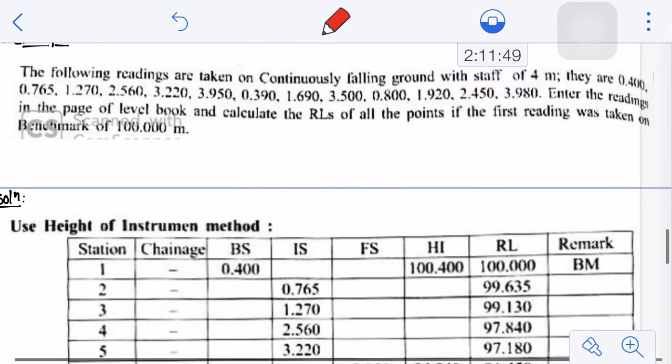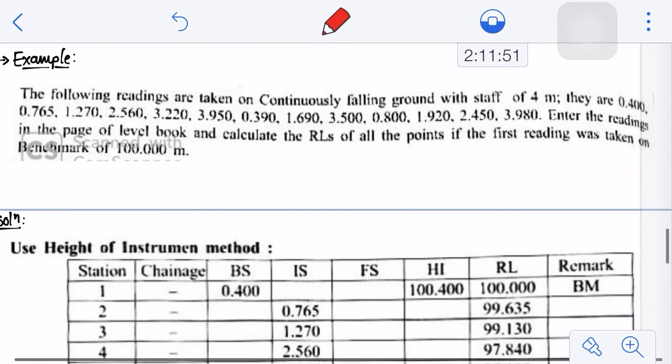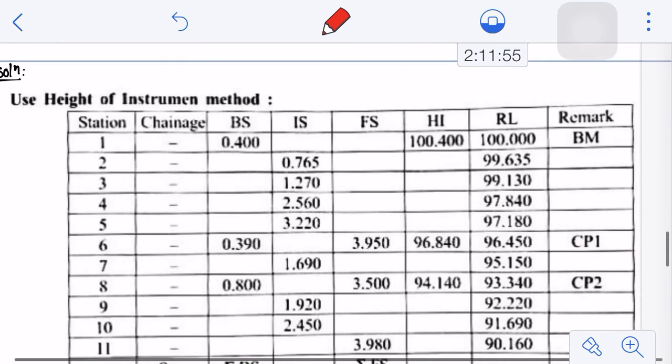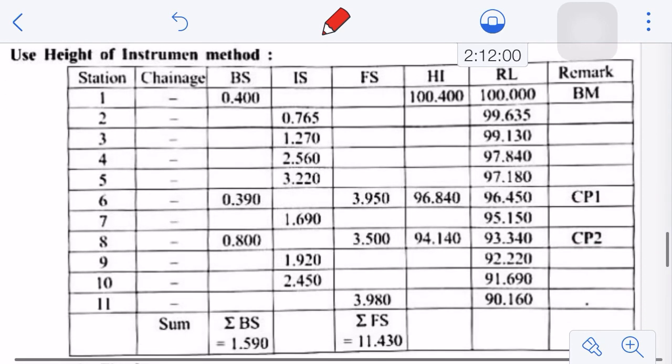So this particular data is available here. You can pause the video and try to read the example, and I'm scrolling slowly so that you can understand the example calculations. This is again to be calculated using the height of instrument method as well as the rise and fall method. We can do it using either of these two methods. First, the readings are recorded for BS, IS, FS, then the height of instrument column, RL for different stations, and a remark to identify whether it was a change point or not, right?